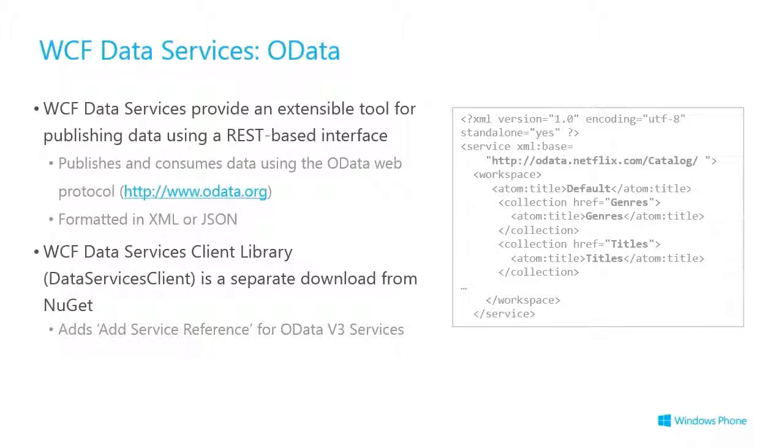Or there is the Data Services client library. This is sometimes called LINQ to URI, because it allows you to do LINQ queries against objects that are exposed by an OData feed. The Data Services client is a separate download from NuGet, which you need because OData is always being revved. We're up to version 3 now, and you need the most recent Data Services client library to add the Add Service Reference support for Windows Phone 8 projects into your Visual Studio installation.